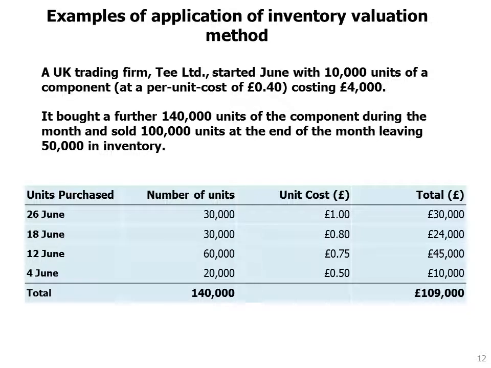Let's go through some examples of the application of inventory valuation methods. So, UK trading company, T Limited, started June with 10,000 units of a component at a per unit cost of £0.4, so a cost of £4,000. It bought 140,000 units of the component during the month and sold 100,000 units at the end of the month, leaving 50,000 in inventory. So total number of units bought 140,000, total cost of the units was £109,000.